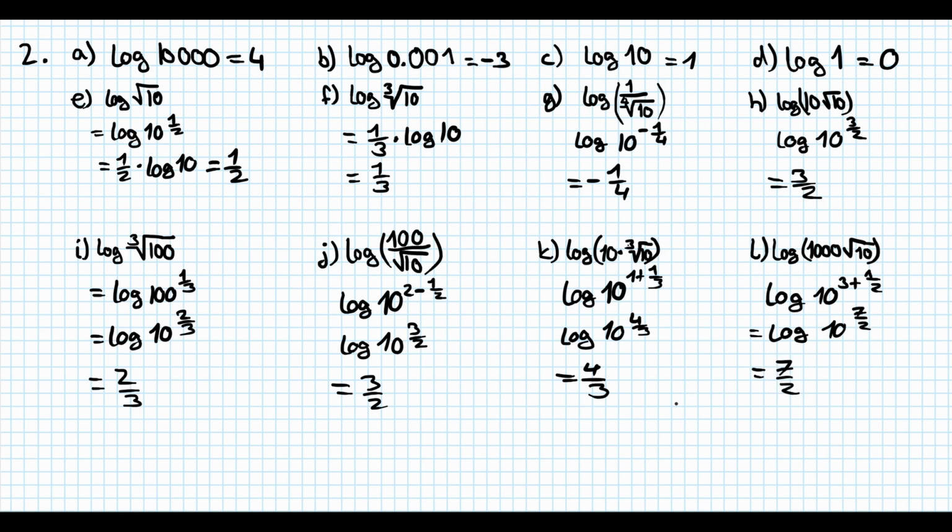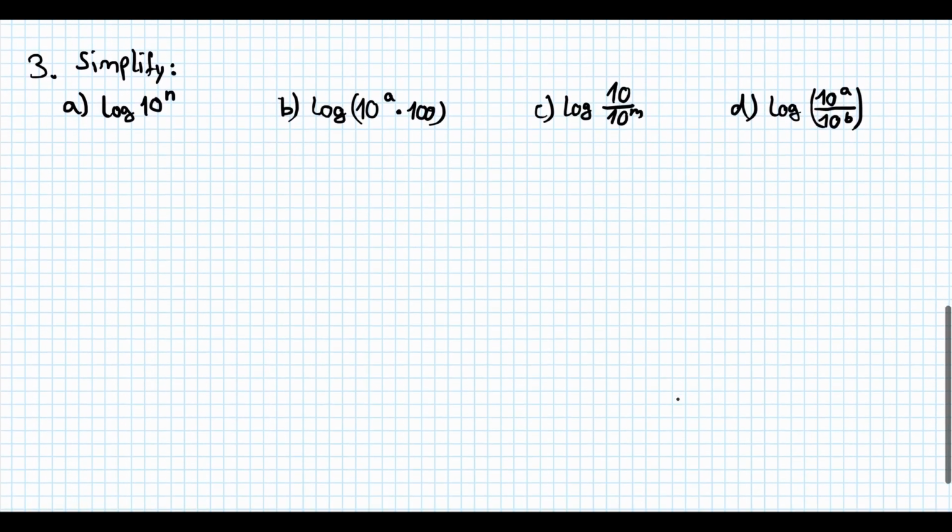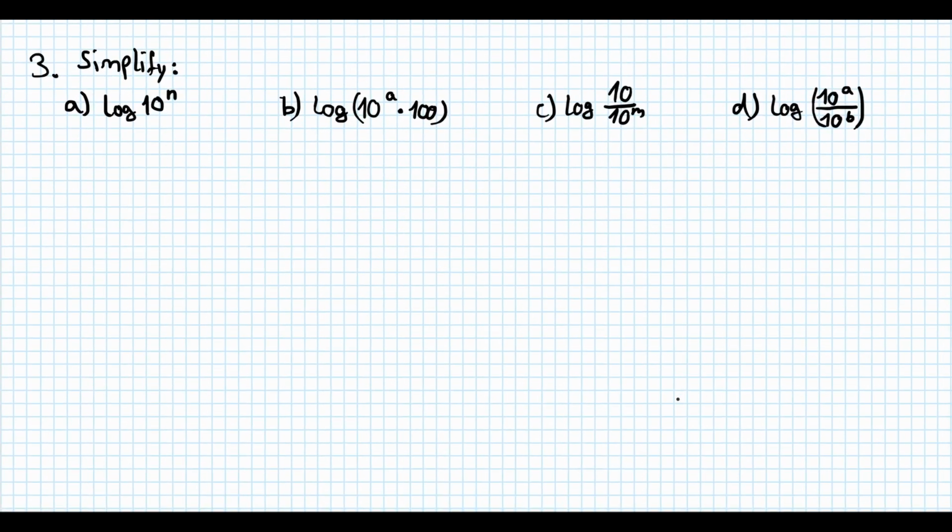Okay, let's do some more exercises. In this one here, we have to simplify the expressions. So the first one to simplify is log 10 to the power of n, which is the same as n times log 10, and log 10 is just 1, so we'll be left with n.